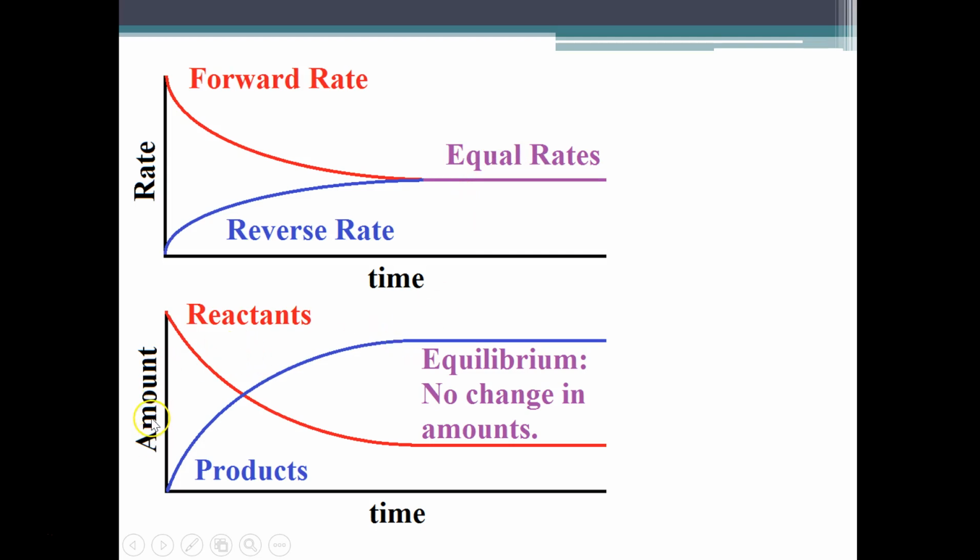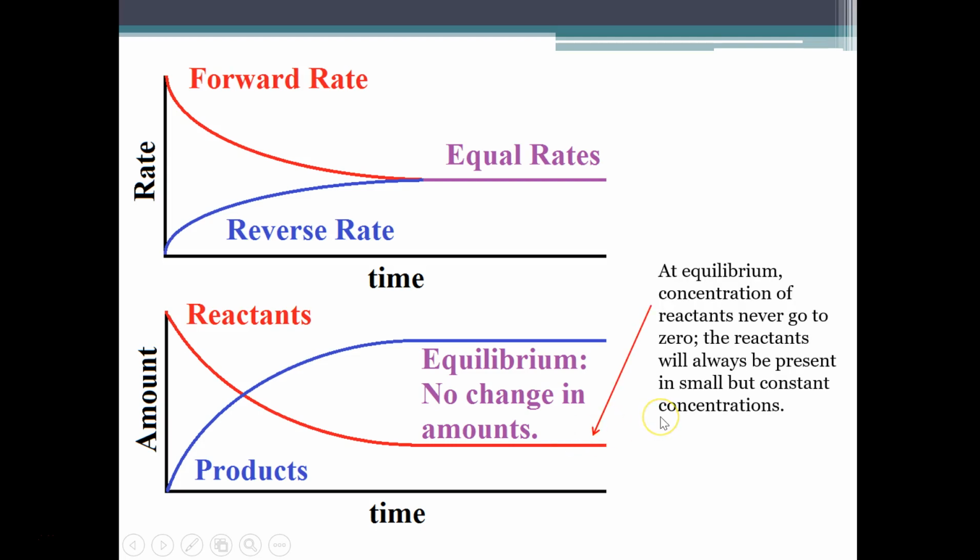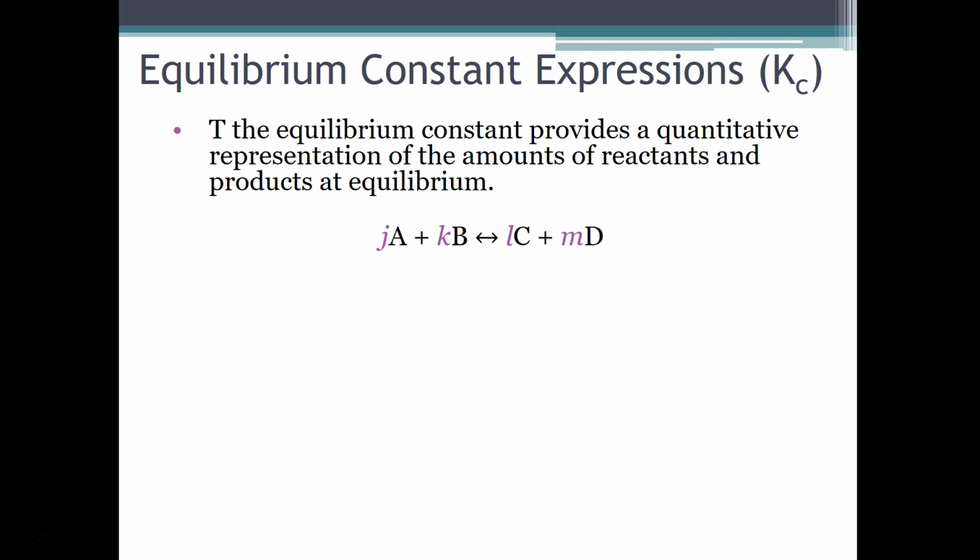Now, if we look at the amount of reactant and product over time, again we see at the beginning of the reaction we have all reactants and no products. Once the reaction proceeds, reactants begin to be used up and products begin to be formed. Once we get to the point where the concentrations of reactants and products remain constant, that is when we are at equilibrium. So the equilibrium concentrations of reactants or products will never actually go to zero, but they'll steady out at some level. All right, so equilibrium constant expressions are mathematical expressions that we use to assign a number to a particular equilibrium. And that number will tell us the relative amounts of reactants and products at equilibrium.